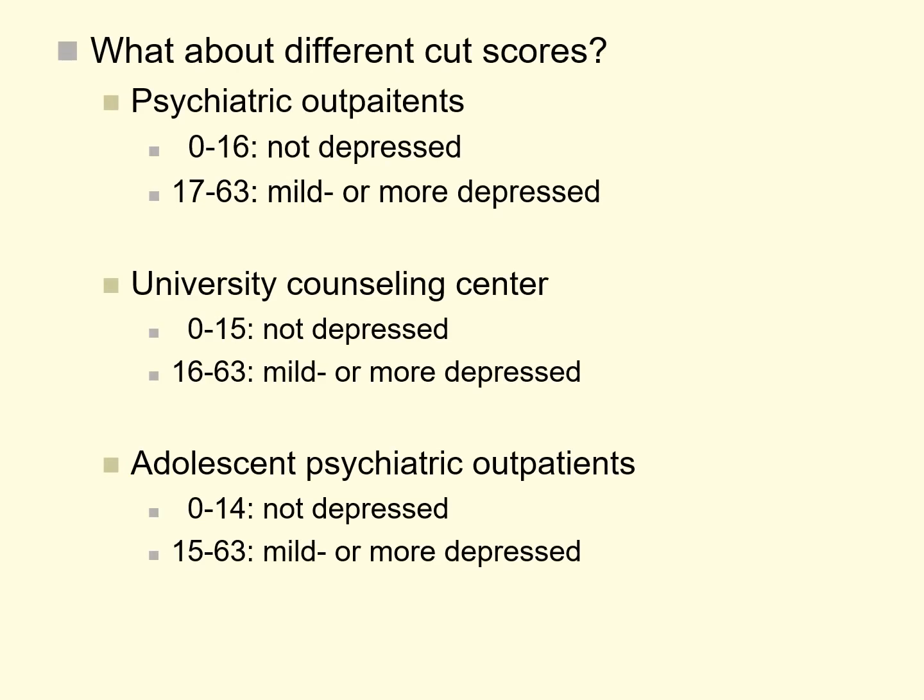So for instance, in a study that looked at psychiatric outpatients, they used the kind of 0 to 16 point range to be not depressed, 17 to 63 to be mild or more depressed. University Counseling Center, 0 to 15 not depressed, 16 to 63 mild or more depressed. Adolescent outpatients, 0 to 14 not depressed, 15 to 63 mild or worse depression.